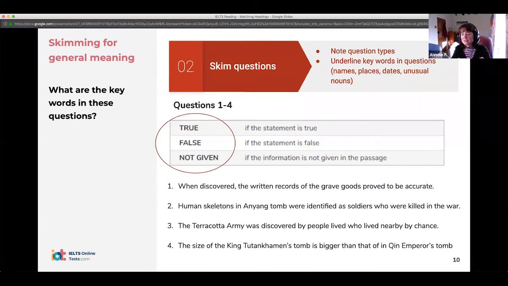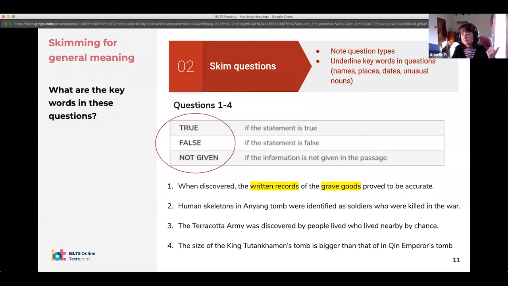Which expressions? Yeah, okay, exactly. Grave goods and written records. So these are specific. They're going to help you distinguish this section from any other sections. And probably, you know, they're going to be using the same words, so they'll be easy to find. Okay. So there we go.